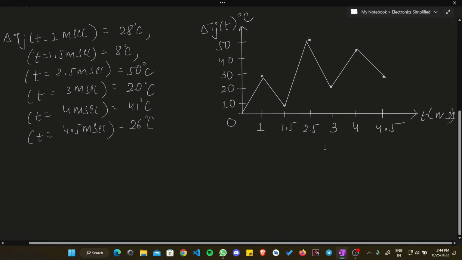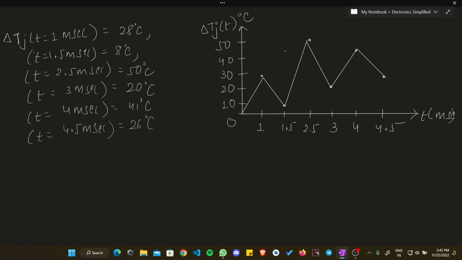After joining all these dots, we will get our plot something like this. So this is our final plot, that is the plot of junction temperature rise versus the time that we wanted as our solution.